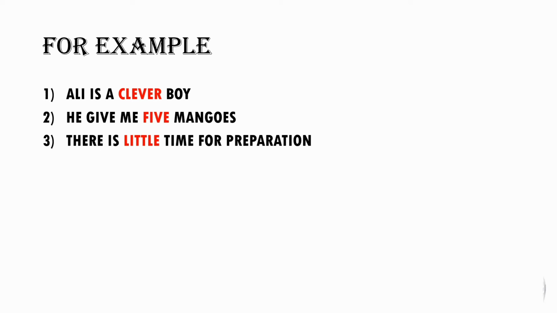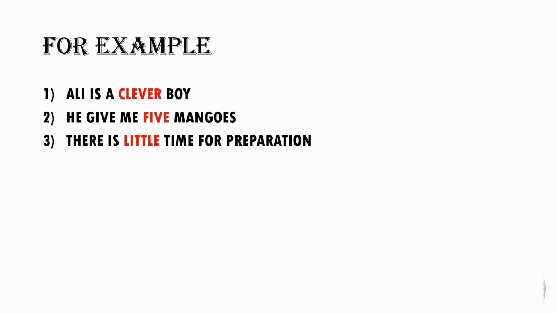Now coming to examples of adjectives. The first one is: Ali is a clever boy. So in this sentence, clever is an adjective because clever shows what kind of boy Ali is. Clever describes the boy Ali.